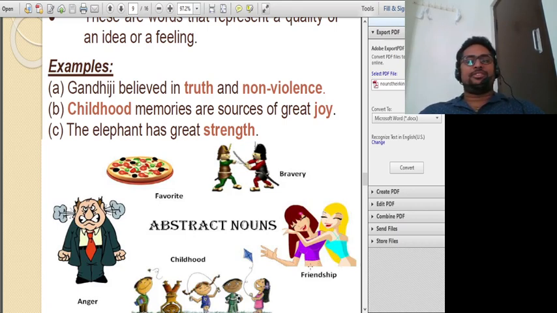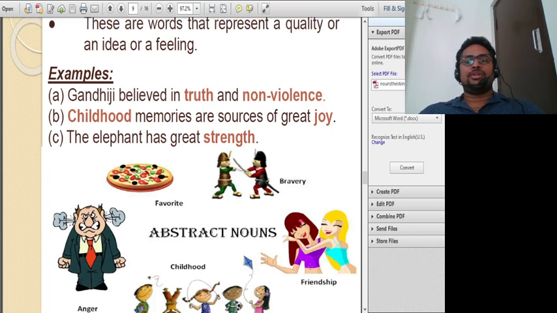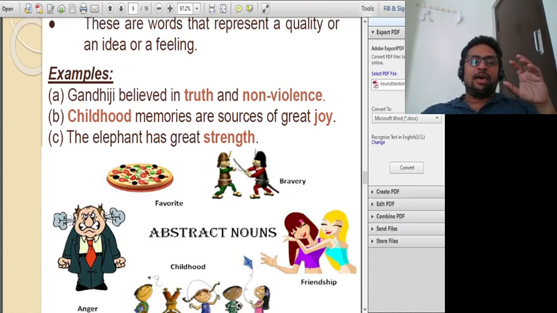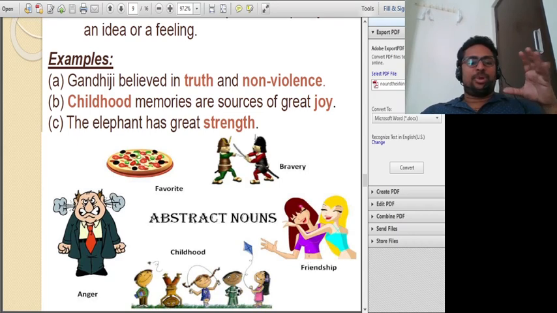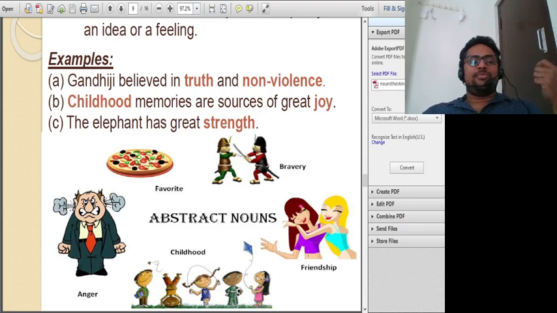An abstract noun always describes a quality. It represents an idea. It represents a feeling. Such nouns are called abstract nouns. Bravery, favorite, childhood, friendship, truth, non-violence, strength. These are all examples of abstract nouns.